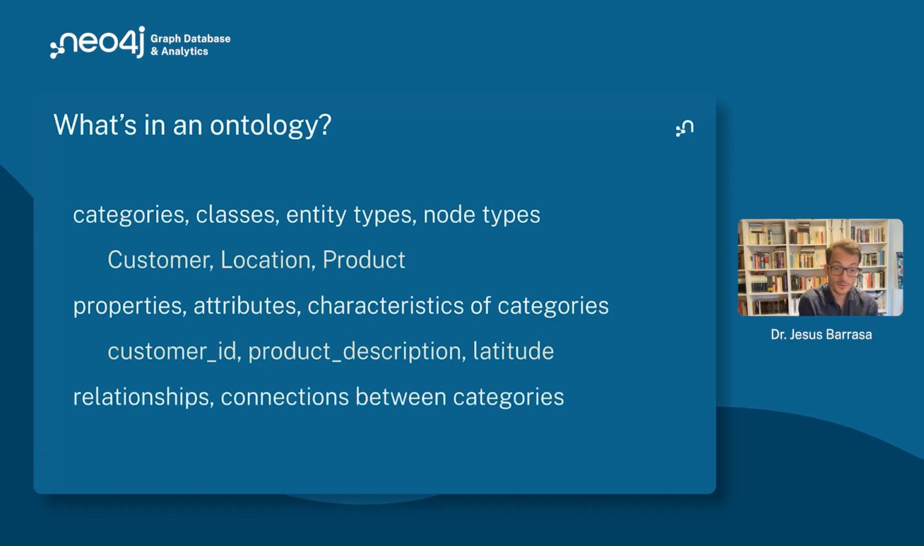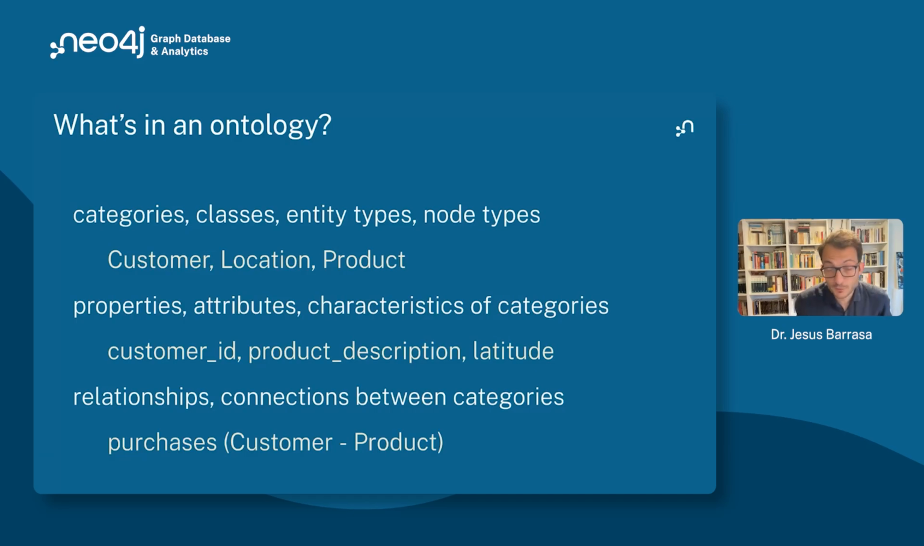And finally, the third component that will commonly be present in your ontologies is the relationships. How do these entities relate to one another? This can also be referred to as connections between the categories. Examples of those could be, like I mentioned before, in an e-commerce domain ontology, you may have a connection between customers and product, as in a customer purchases a product, or a product is part of a category.